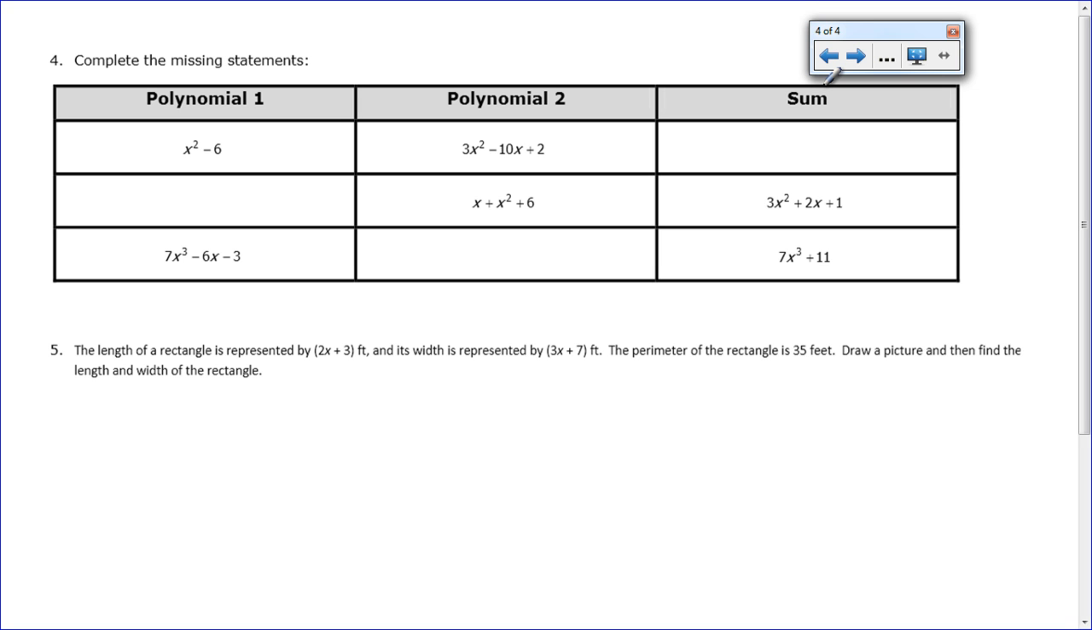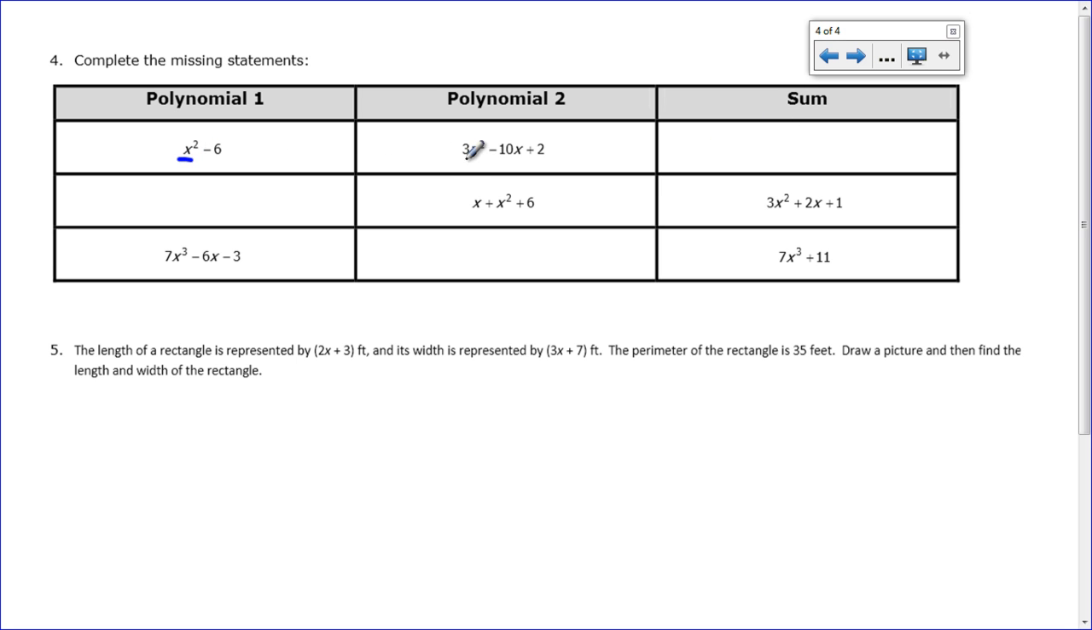So now we're going to fill in this table. It's going to ask us to complete the missing statements. I'm given two polynomials and then asked for the sum, and different information is given each time. So for this first one, I have x squared minus 6, and then I have 3x squared minus 10x plus 2, and I have to come up with the sum, which means I have to add them up.